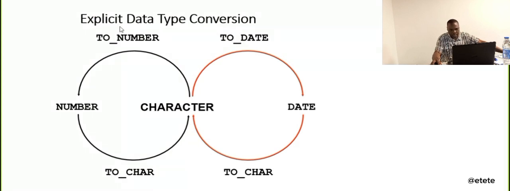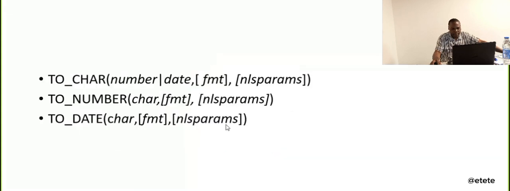To character. This one is to number. This one is to date. When you want to convert character to date, you use this function. This one is vice versa. When you want to convert date to character, you use this function, TO_CHAR. So TO_CHAR can be used to convert date to character, and it can also be used to convert number to character. So we have three types here now: TO_NUMBER, TO_DATE, and TO_CHAR.